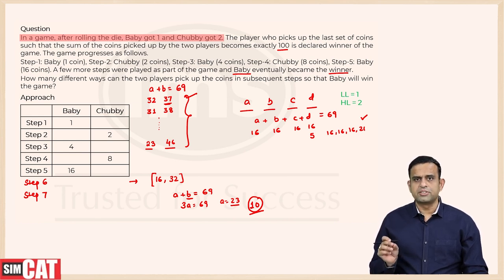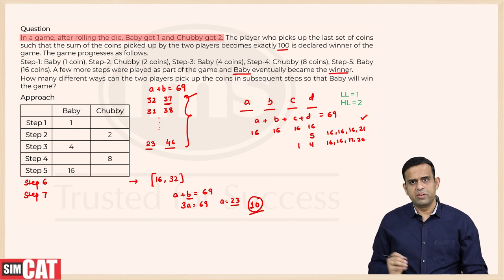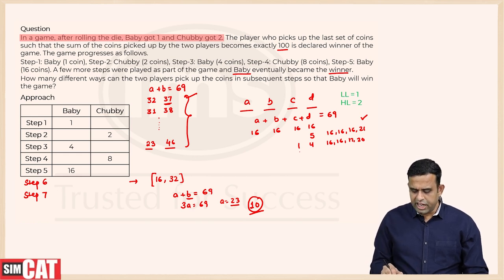What about if the extra 5 I am distributing between 2 people, that should be C and D, such that D is more than or equal to C. So I can give 1 here, 4 here, and that means 16, 16, 17 and 20. That is also perfectly acceptable. The 5 I can also split between C and D as 2 and 3, which means 16, 16, 18 and 19 is also perfectly fine.